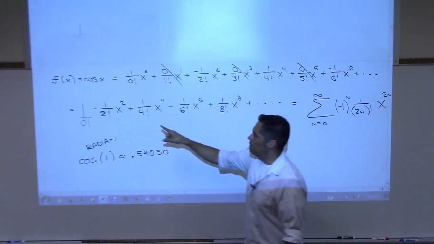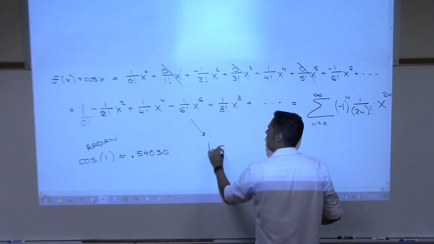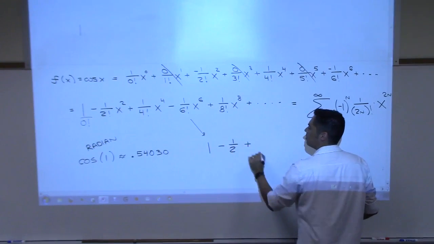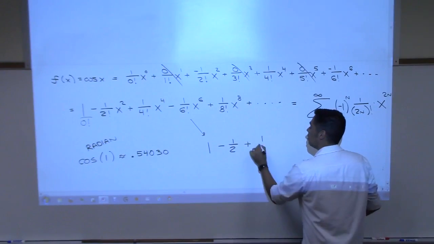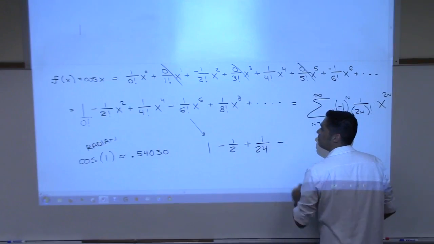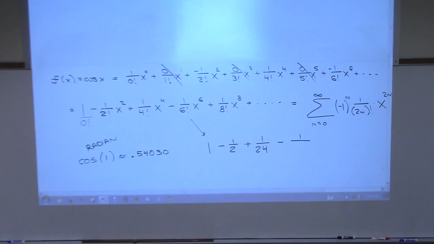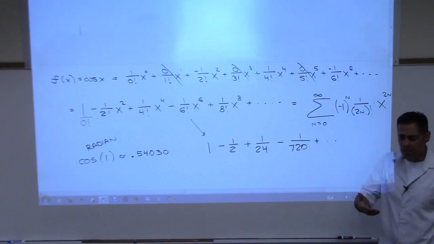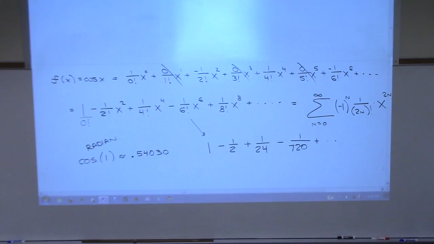So let's plug 1 in for x. So what would that be up there if I plug 1 in? 1 minus 1 over 2 factorial, that's 1/2, right? Plus 1 over 4 factorial. 4 factorial is 24, minus 1 over 6 factorial. I'm not quite sure what 6 factorial is. I think it's 120 times 6, 720. Okay, plus dot, dot, dot. Now on your calculator, please, can you do 1 minus 1/2 plus 1/24 minus 1/720?